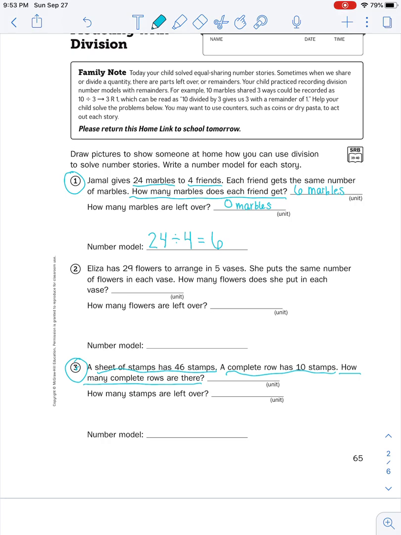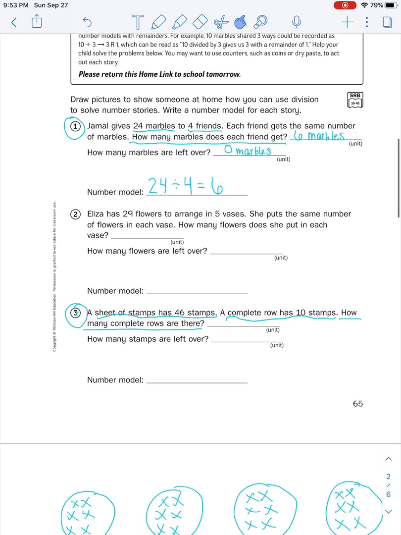Okay, this is kind of different. Well, let's see how I could draw this out. A complete row has 10 stamps. Okay, well then let's just go ahead and start making our rows. If we know that 1 row has 10 stamps, well, let's make 1 row. 1, 2, 3, 4, 5, 6, 7, 8, 9, 10. So there's 10 in that row.